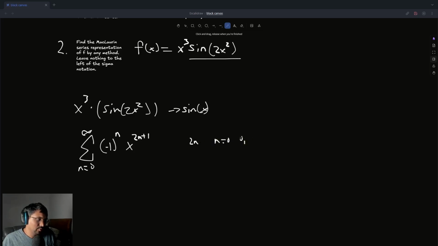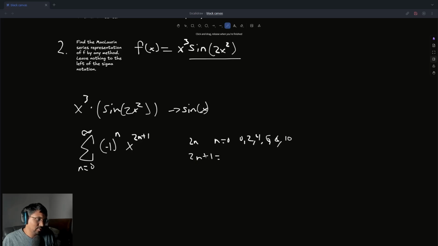And then if n equals 1, then it's 2 times 1, which is 2. If n equals 2, it would be 2 times 2, which is 4. And then n equals 3 is 6. So you see that only the evens are preserved when we use 2n, right? And then 2n plus 1, obviously only the odd terms are going to be preserved, right?